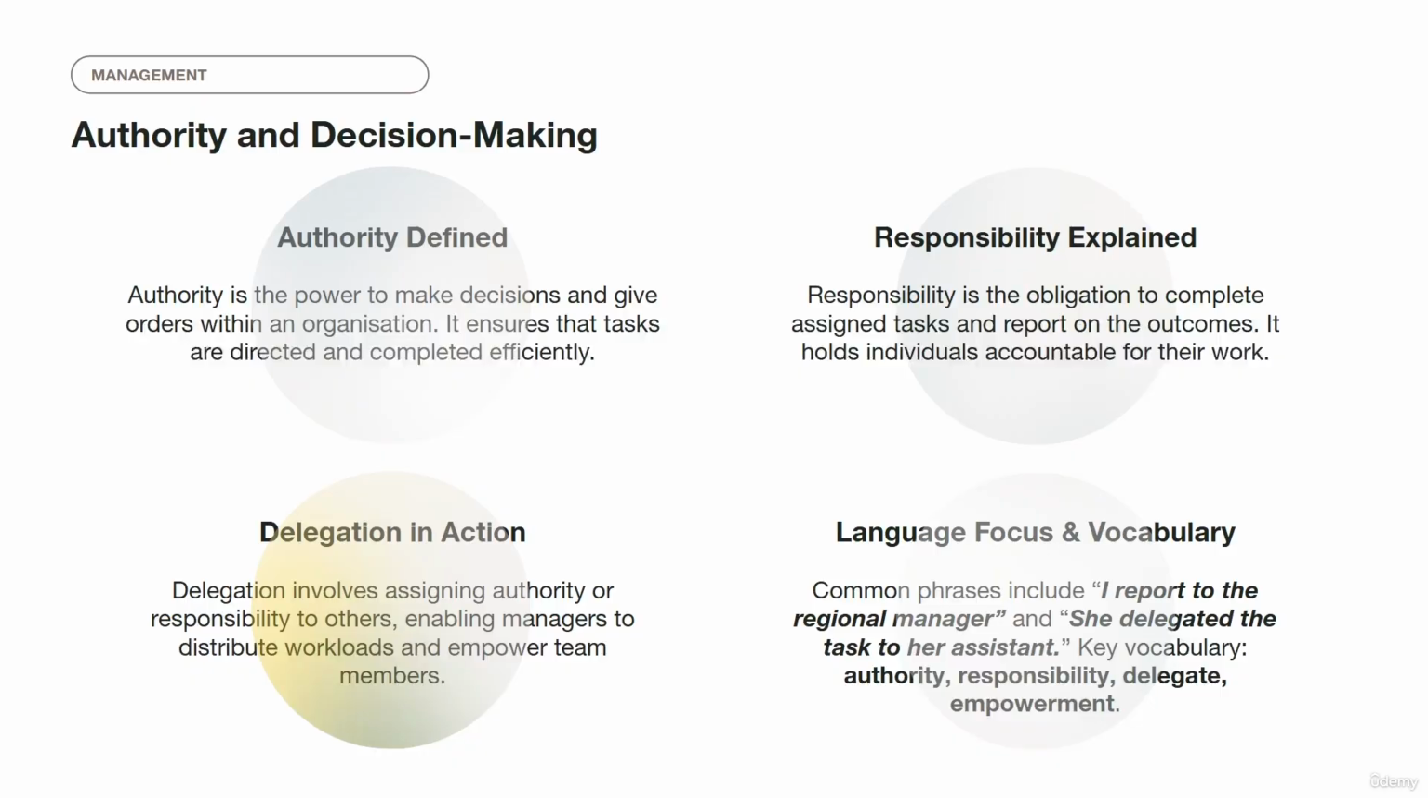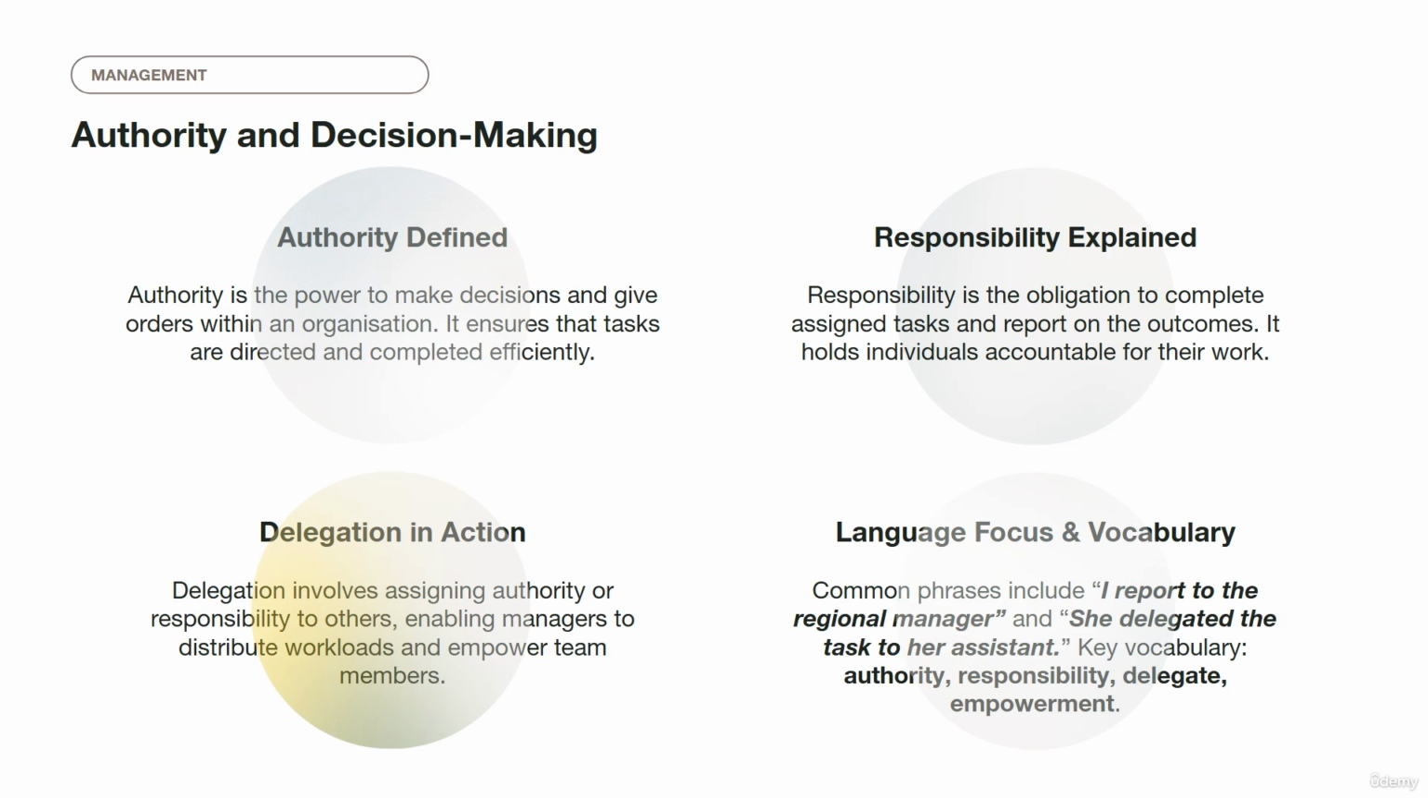We're moving on to think about authority and decision making. So authority, quick definition first of all, is the power to make decisions and give orders within an organization. It ensures that tasks are directed and completed efficiently. So obviously different individuals have different levels of authority, both over people and or goals or projects. Responsibility is slightly different. That is the obligation to complete assigned tasks and report on the outcomes, and it holds individuals accountable for the work.